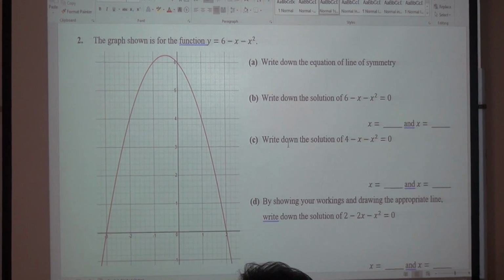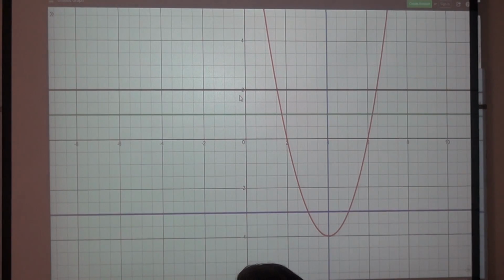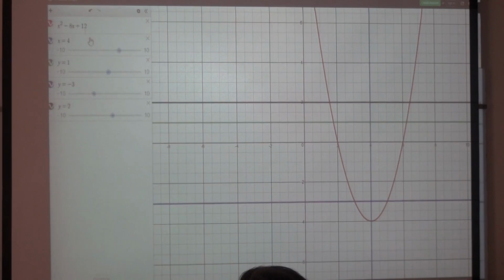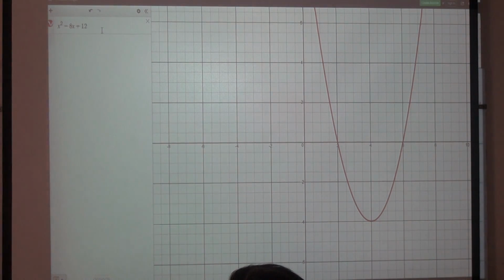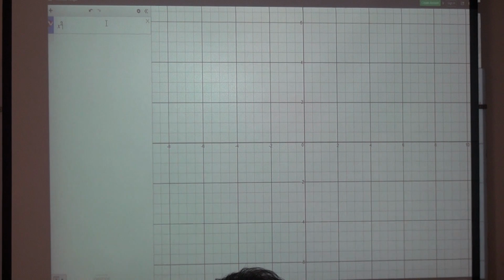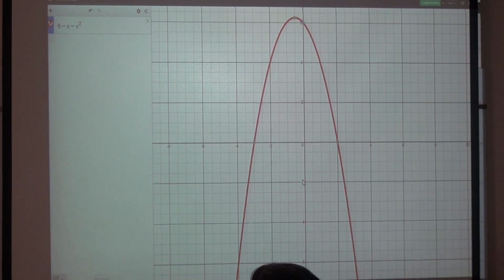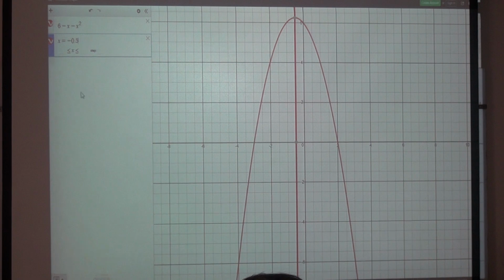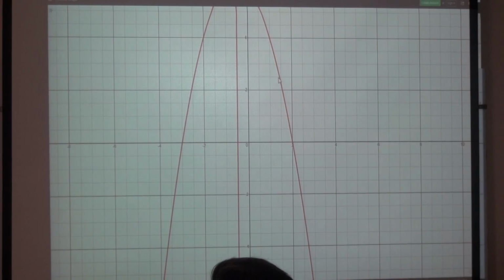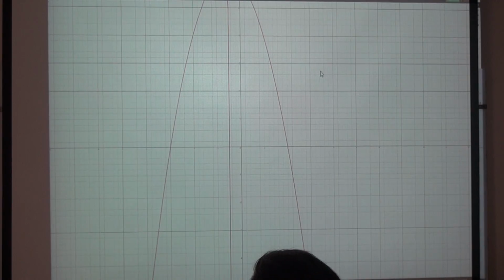So I put mine on the software again. Okay, we have to change everything again now. Okay, that's fine. Alright. Delete. Okay. So how about we don't go through the process of that? So what is the first thing? 6 minus x squared. So that is it. Let's put the equation of line of symmetry. X equals negative 0.5. Is that it? Yeah, I see. Make it large. So what did I do?